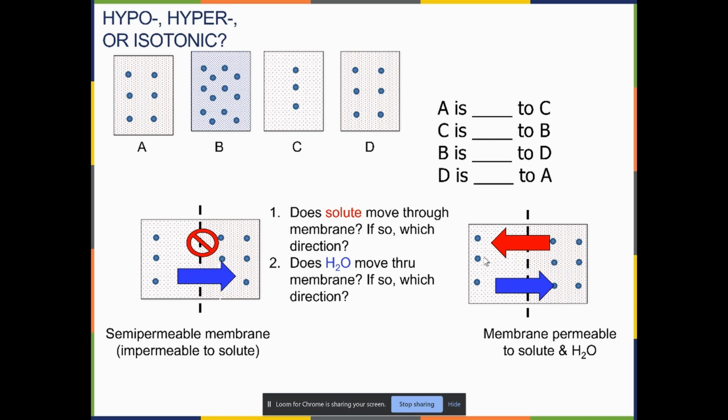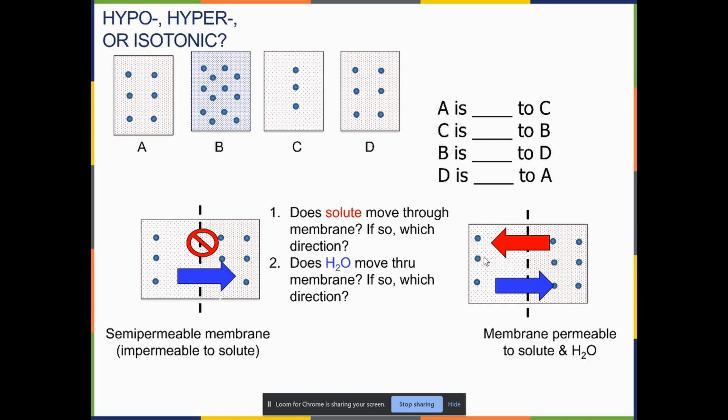All right, next is C is blank to B. Look at C and look at B. C has less solute than B. So C is hypotonic to B. Now look at B and now look at D. B is blank to D. B has more solute than D, so B is also hypertonic to D.